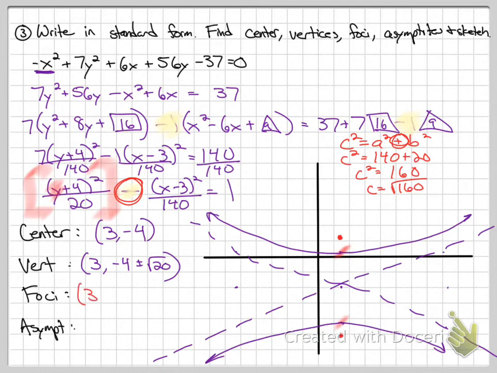So it is also 3 comma negative 4 plus or minus, but now we know it's plus or minus root 160. Finally, the asymptotes. You grab the y. Y plus 4 equals plus or minus, and then you grab your x minus 3. It's slope, rise over run. We went up, down, root 20, and we went left, right, root 140. This is the messiest thing you could ever possibly see. The numbers should work out much better on test day.